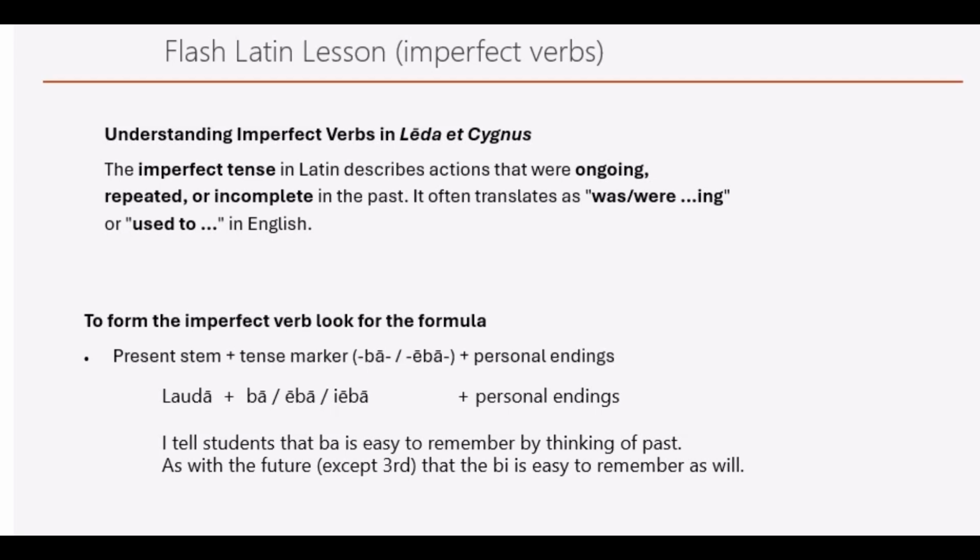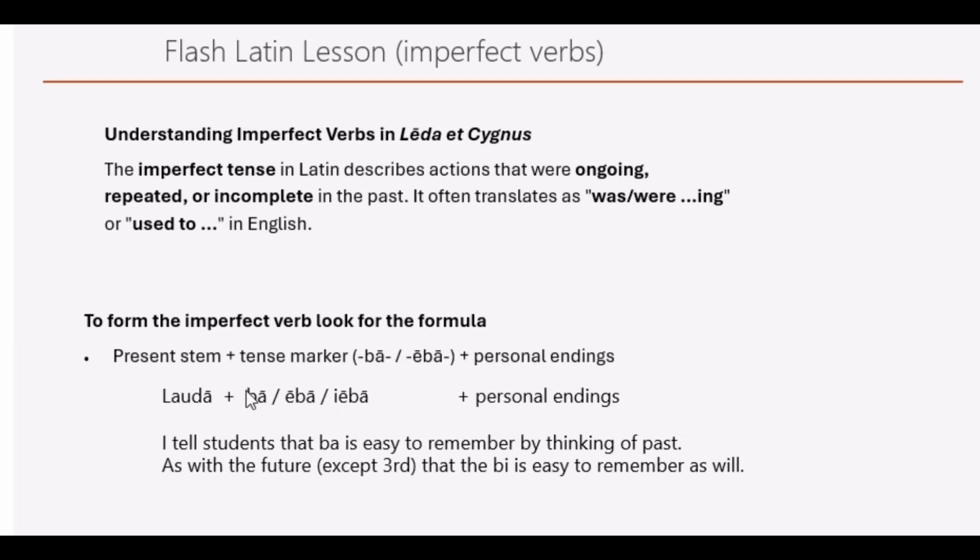And in order to form them, it's very simple. You're going to take that present stem where you remove the RE from the infinitive form of a verb and tack on BA plus your regular personal endings for the present indicative active.